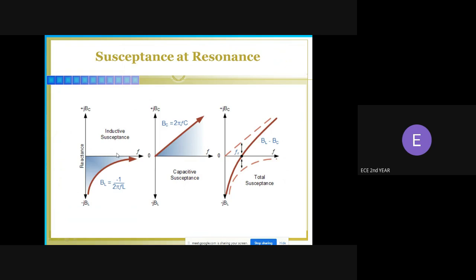So inductive susceptance is negative, minus jBL, and it is gradually increasing. Next, capacitive susceptance is linear. Next, total susceptance, we are adding these two. At this point, we can get the resonance frequency, that is called the resonance frequency.